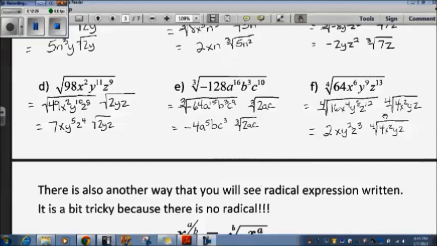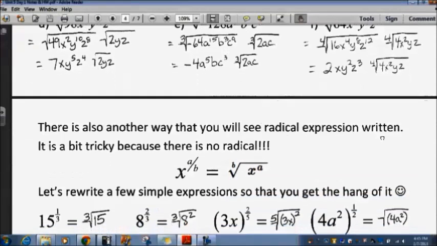Simplifying my first radical, the fourth root of 16 is 2. The fourth root of x to the 4th is x. The fourth root of y to the 8th is y squared. The fourth root of z to the 12th is z cubed. Then I just bring down my fourth root of 4x squared y z. Right, let us move on.